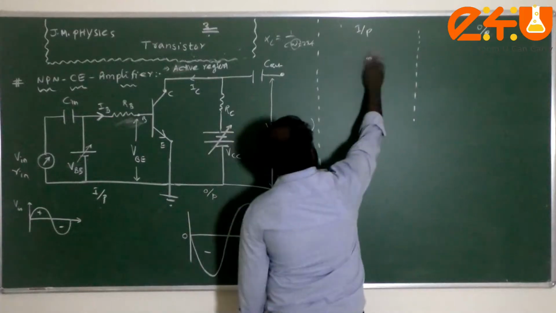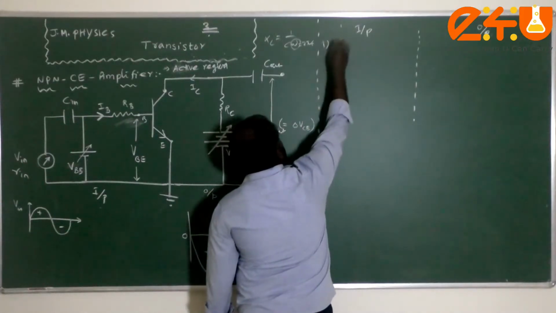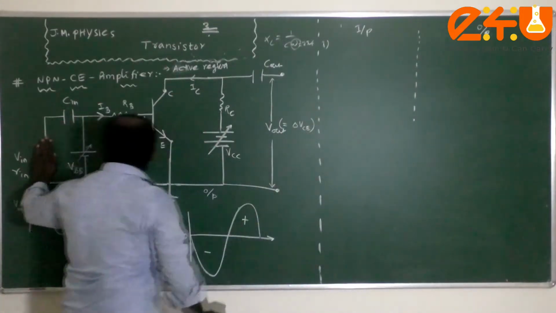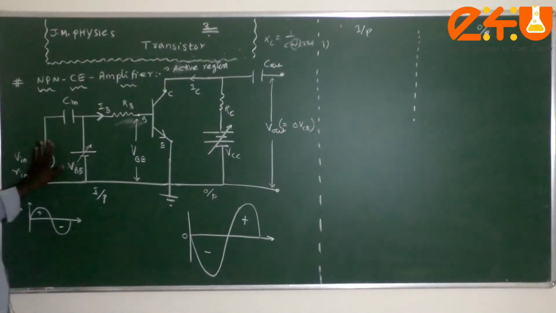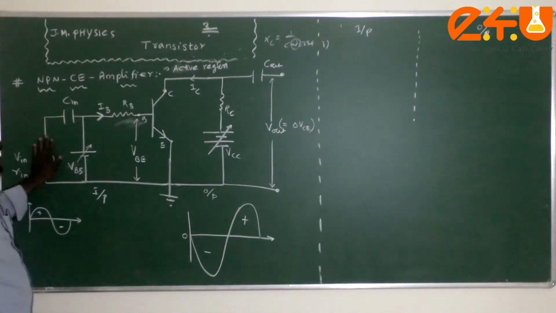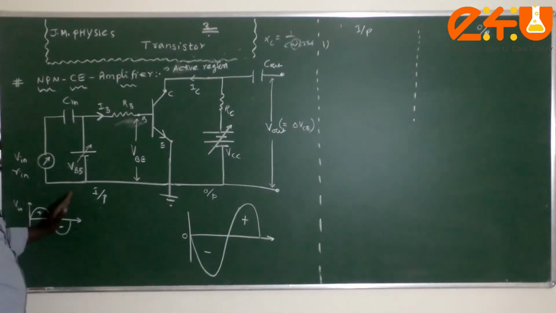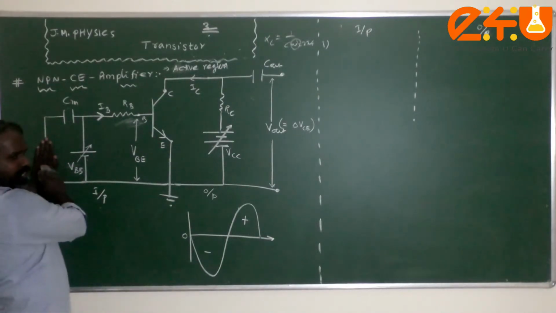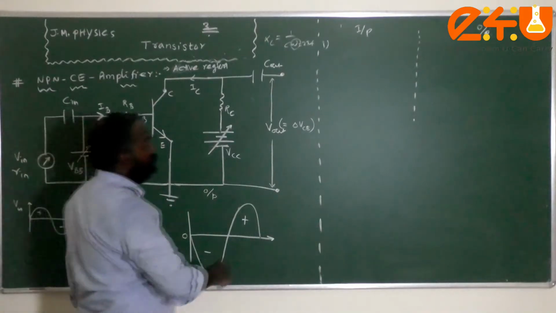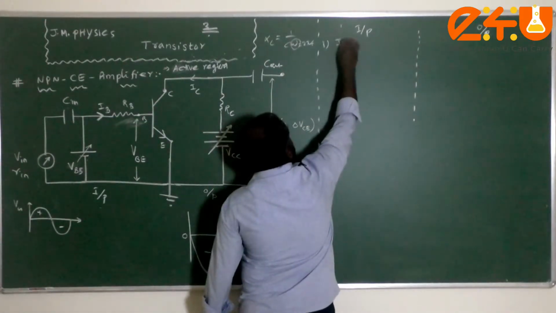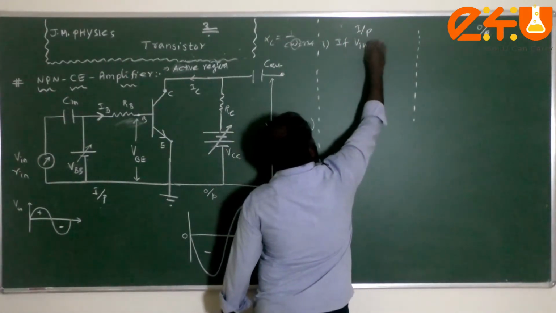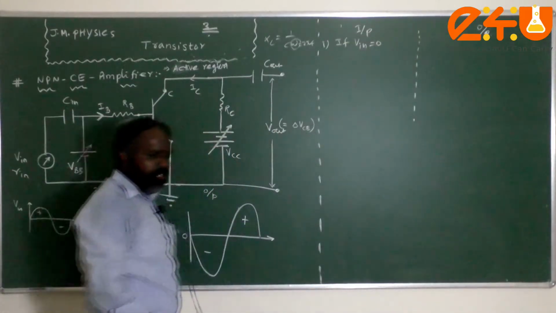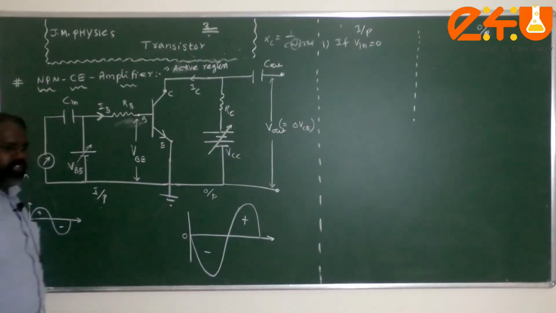So for the input part, I am taking case 1. Suppose the signal source is not connected in the circuit. That means there is no what, children? Input signal. That is, this sinusoidal wave or voltage is not given here. I consider Vin to be 0. First case I can consider what, children? If Vin is 0. If Vin is what, children? 0. That means the signal is not given.